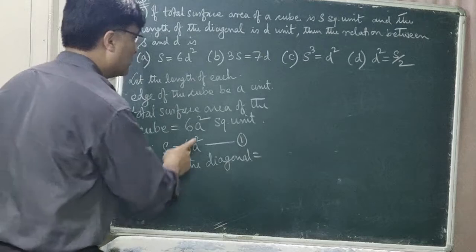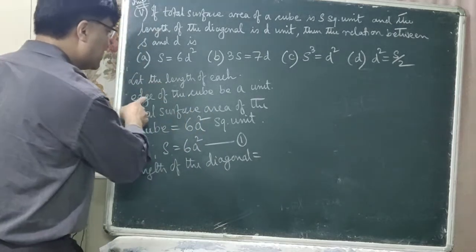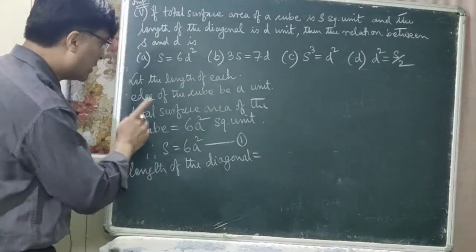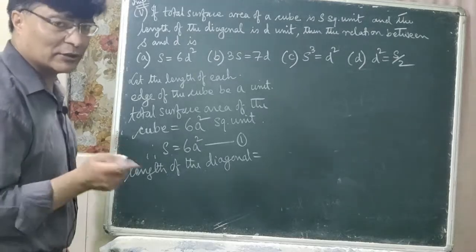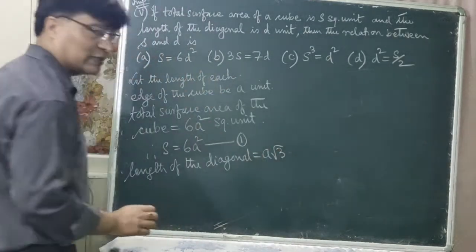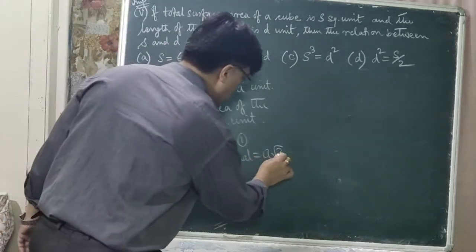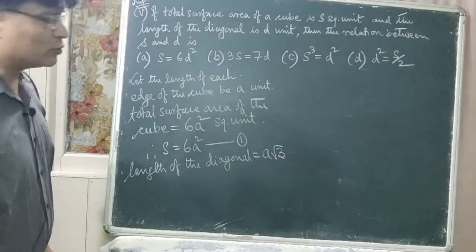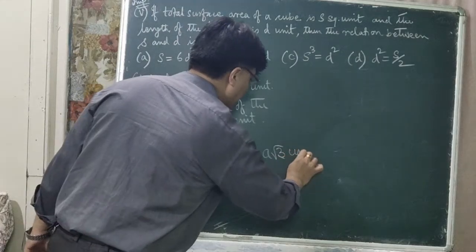is equal to, what is the formula? If the length of each edge of the cube be a unit, what is the formula for length of the diagonal? You should know it. It is a root 3. We have done it, isn't it? So it is a root over 3 unit.